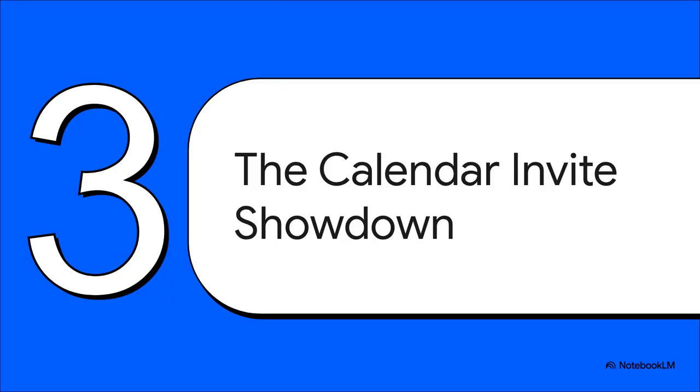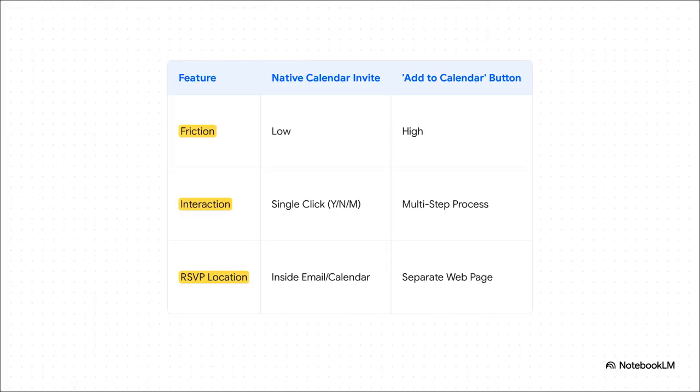All right, now for the really fun part. Let's put these two methods into a head-to-head battle to see just how big the differences really are. First up, the attendee experience. With a native invite, it's a totally seamless one-click RSVP. Yes, no, or maybe, right there in their email or calendar. The old way? It's that high-friction mess of clicks and downloads and separate web forms. In terms of user experience, it is a clear first-round knockout for the native invite.